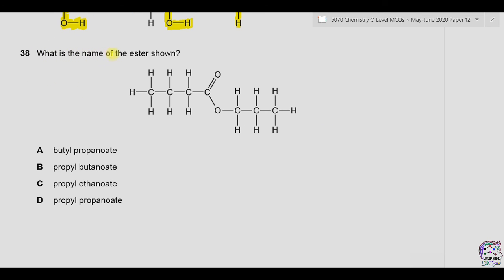Question 38. What is the name of the ester shown? Now ester is made from carboxylic acid and alcohol. The first part of ester is always carboxylic acid, and from this bond we can find out which portion is carboxylic acid and which is alcohol. So the first portion is carboxylic acid and second portion is alcohol group.